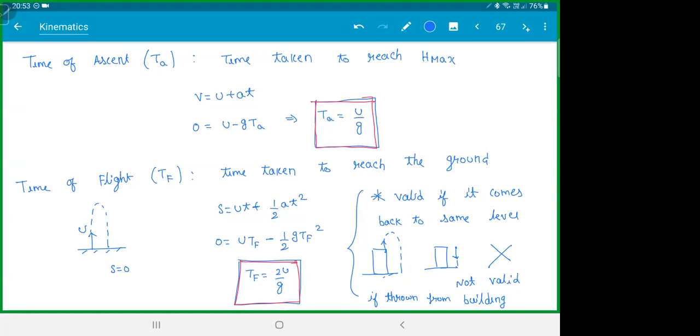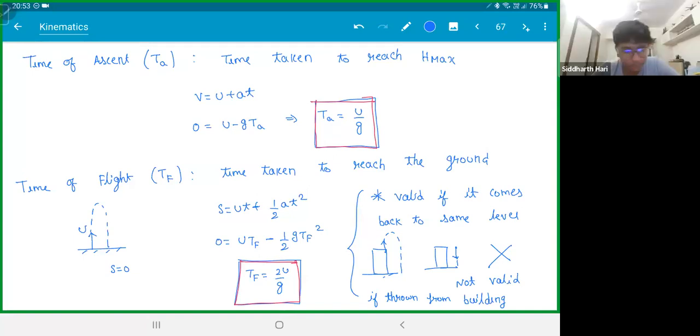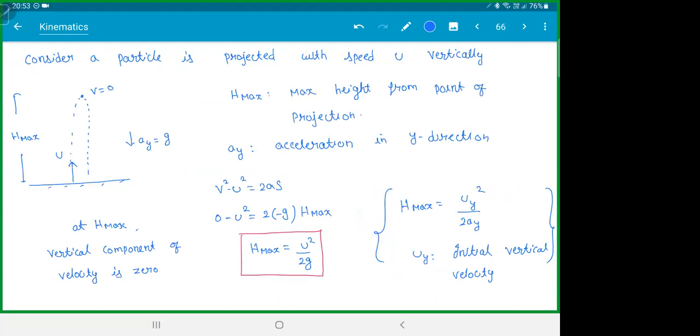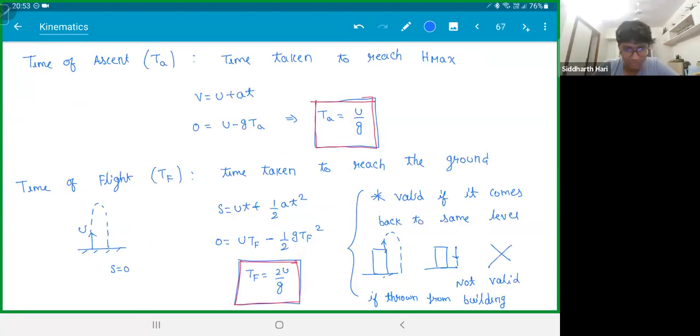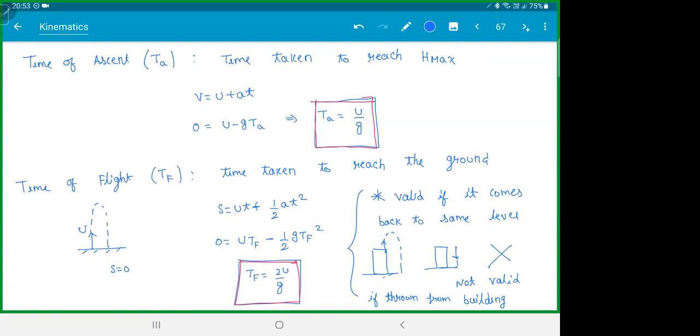Have a look at this. Could you repeat H max? It's U square by 2G or U by 2G? U square by 2G. What did I write? Yeah, I didn't remember. That's it. Clear? Next one.